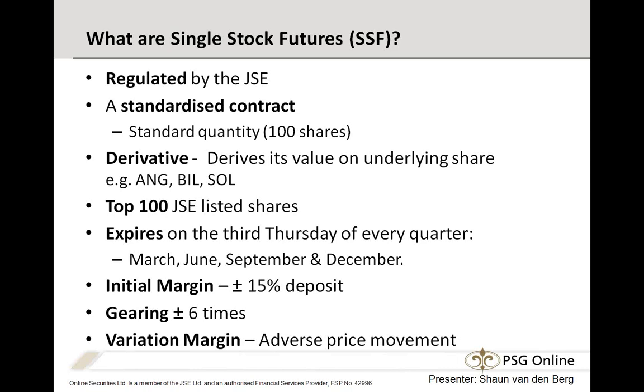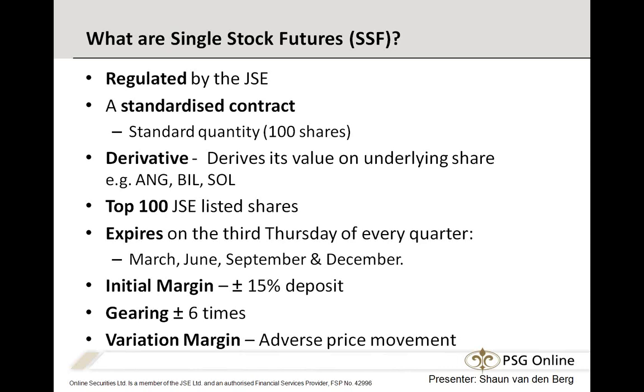Okay. Mentioned just now that you need to put down an initial margin, a deposit, of roughly about 15% of the value of the transaction. So in other words, a single stock future, if I'm putting down roughly about 15%, you're geared up to 6 times. Okay. So remember also very important, people forget that the variation margin is very, very important. You need additional funds for that. So that's for the adverse price movement, the market goes against you, you need to be able to top up.